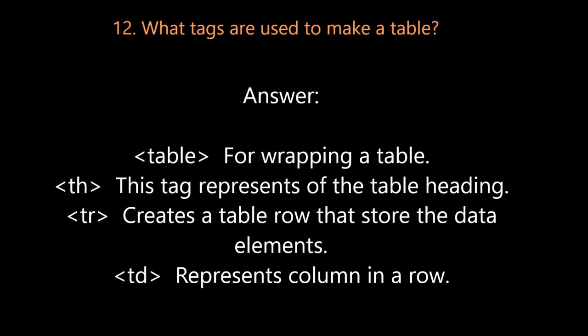Question number 12. What tags are used to make a table? The table tag is used for wrapping a table. The TH tag represents the table heading. The TR tag creates a table row that stores the data elements. The TD tag represents a column in a row.